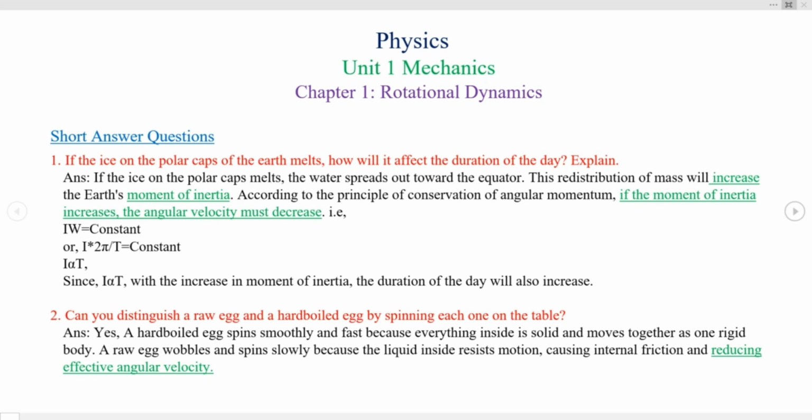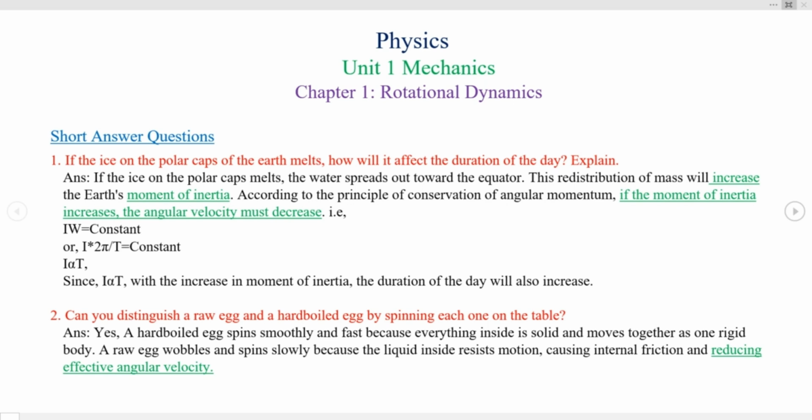And omega equals 2 pi by T. On simplification, we can find out that I is directly proportional to T. And with increasing moment of inertia, the duration of the day will also increase.